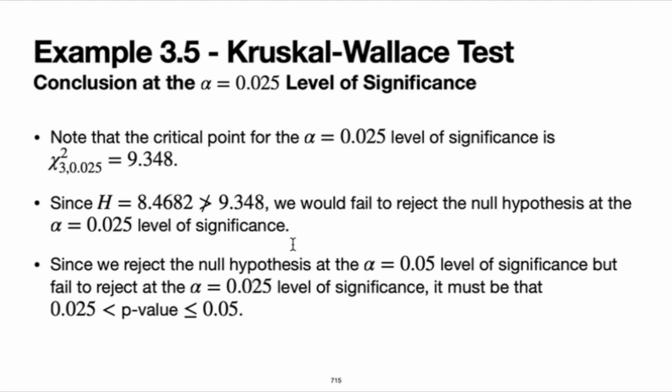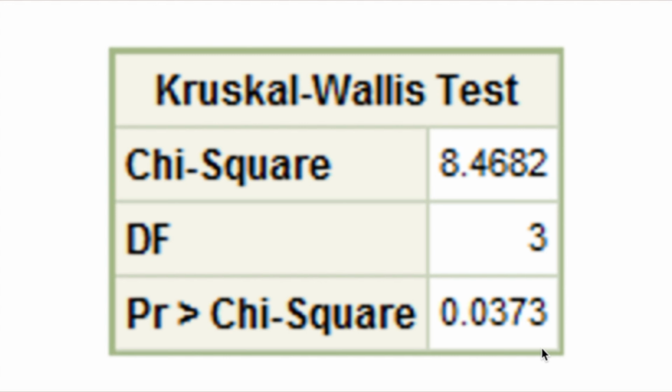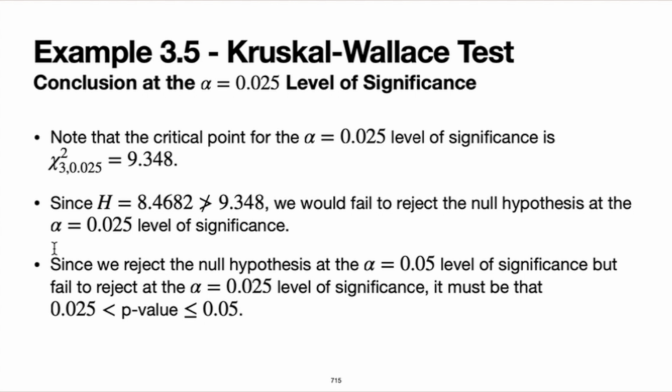Okay? And so since we reject the null hypothesis at the 0.05 level, but we fail to reject it at the 0.025 level, it must be the case that the p-value for the test is greater than 0.025 and less than or equal to 0.05. So we're able to get bounds on the p-value. Well, the p-value is 0.0373, and that is greater than 0.025 and less than or equal to 0.05. So you see, this shows that we did this correctly.